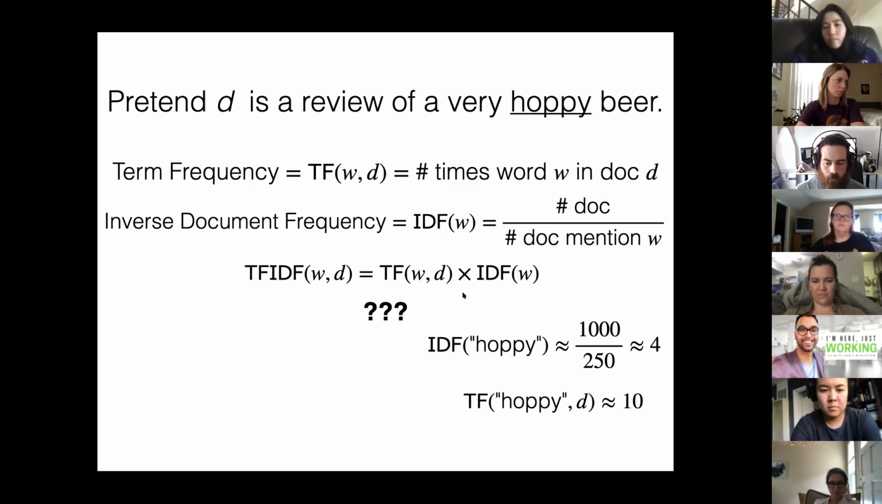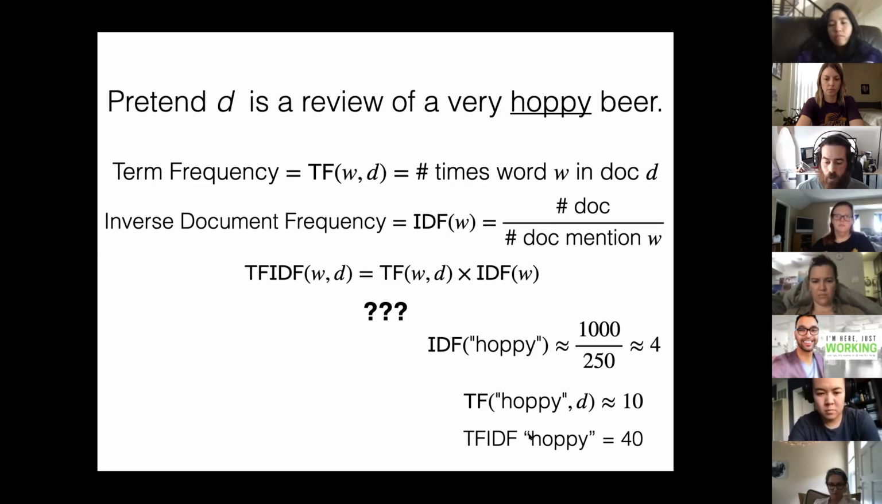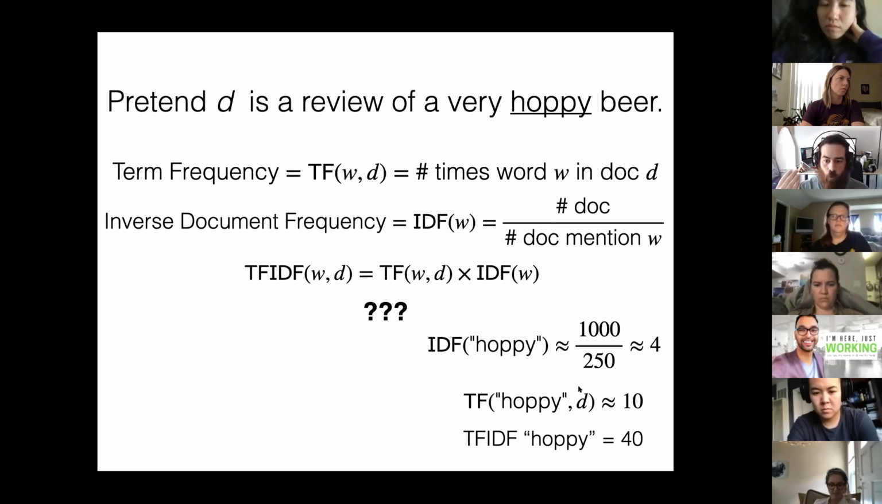And then because D is a review of a very hoppy beer, it uses the word hoppy about 10 times, okay? So the TF-IDF for hoppy in this document is going to be 40. So that should mean that maybe hoppy is a good tag for this review, right? Because we want something to pick out words that are important and interesting. And we just worked out a TF-IDF for a word that maybe should be a good tag, hoppy, right?